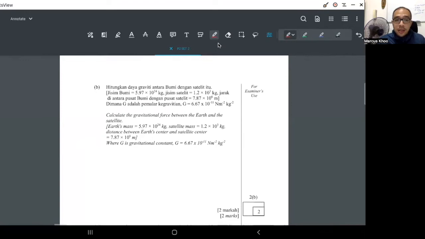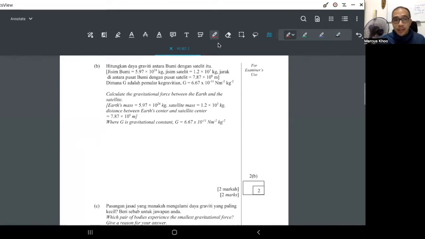Calculate the gravitational force between the Earth and the satellite. And then you're given all this formula. The formula for gravitational force is F equals G M M over R squared. You have both the masses here, which are the Earth and the satellite, and the distance between the Earth's center and the satellite's center. Then you're given a gravitational constant. So you just substitute everything into the formula, and you will get 7.71 times 10 to the power of 3 newtons.